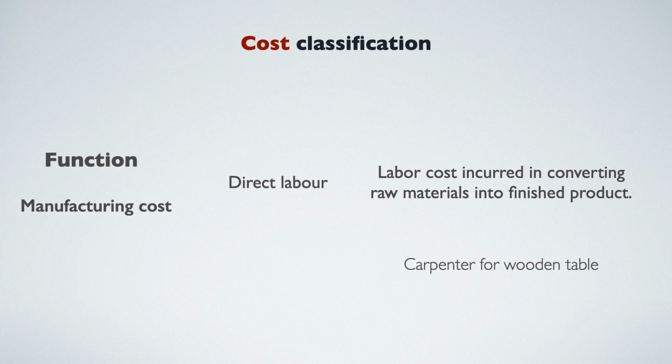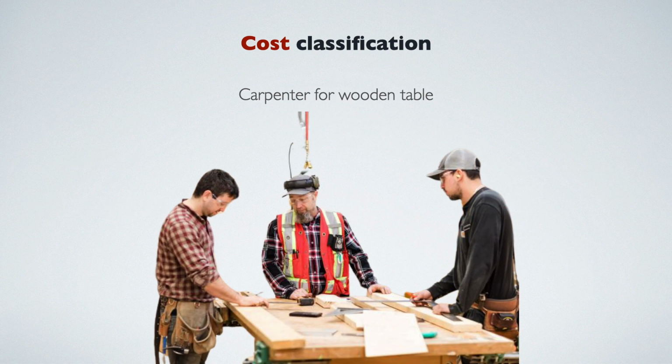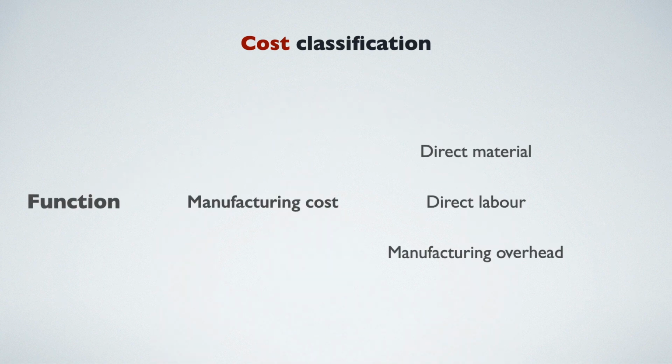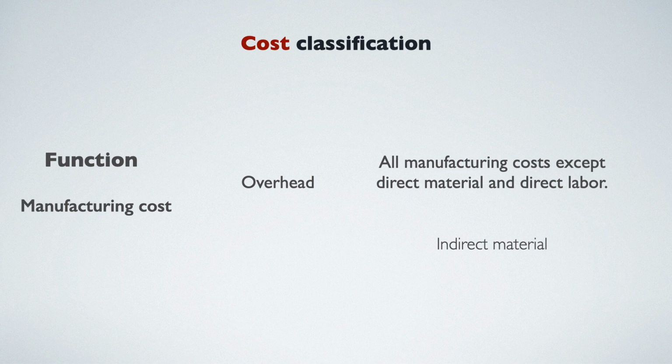So, direct labor is the cost of workers involved in converting the raw materials into the finished good. You need carpenters to cut and shape the wooden table. So in this case, they are the direct labor. Now, overhead is the easiest part, hopefully. Other than direct materials and labor, the rest of the cost will be considered as manufacturing overhead.